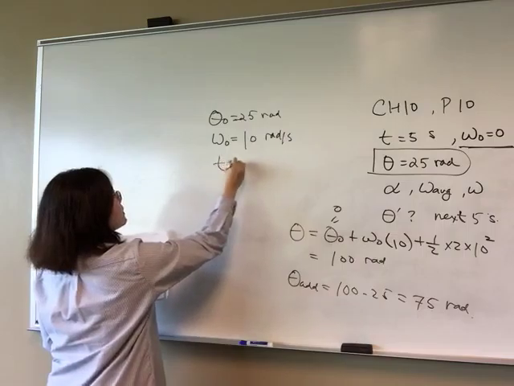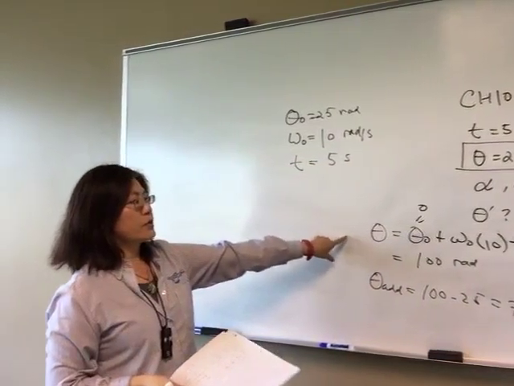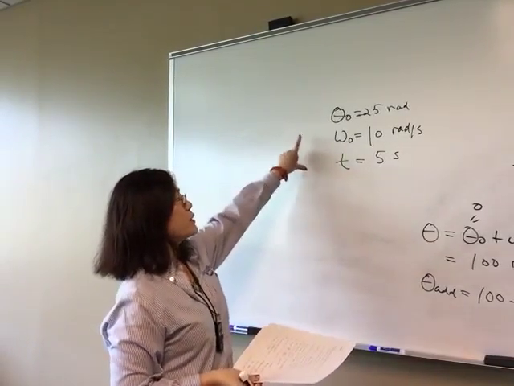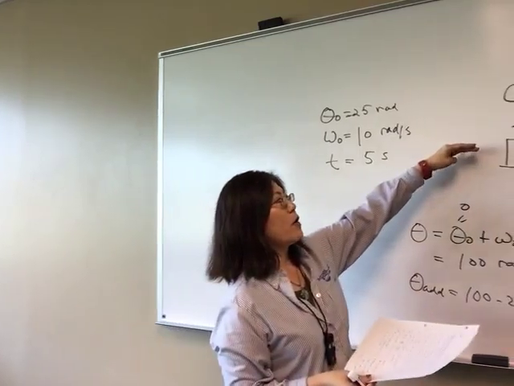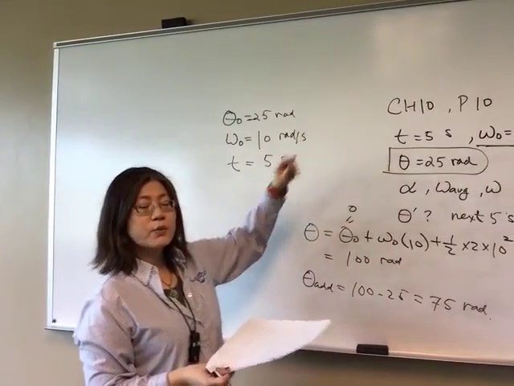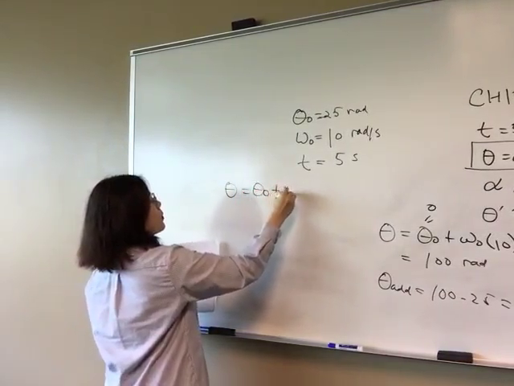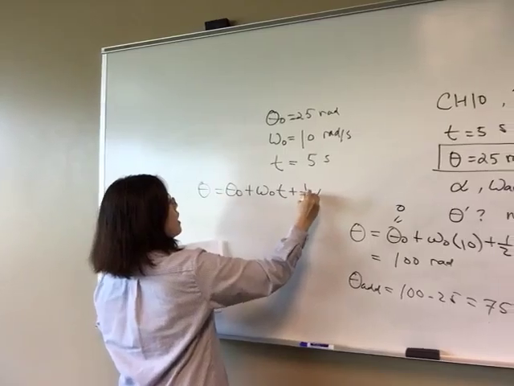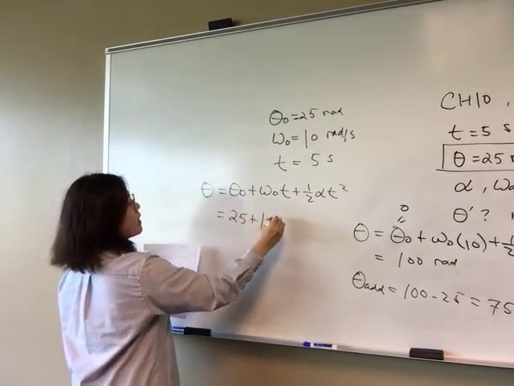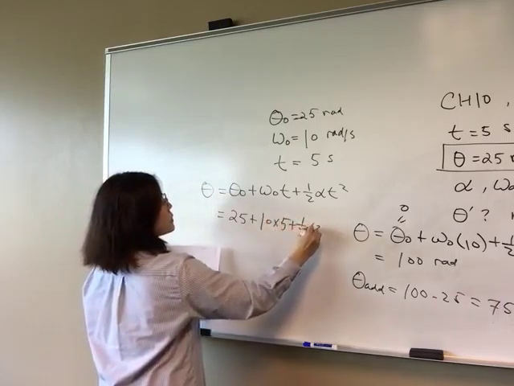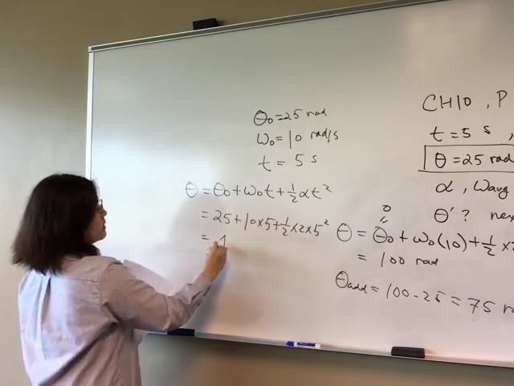And then your time, the additional 5 seconds, so that's 5. You can see that, and then you are going to use the same equation as this one, but because you reset your clock, your time starts at 5 seconds, not from 0 seconds. So what you have here is theta equals theta 0 plus omega t plus 1/2 alpha t squared. So you have your 25 plus omega times 5 plus 1/2 times 2 times 5 squared. So you can see that this gives you 100.